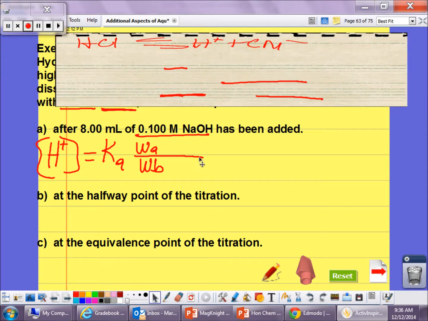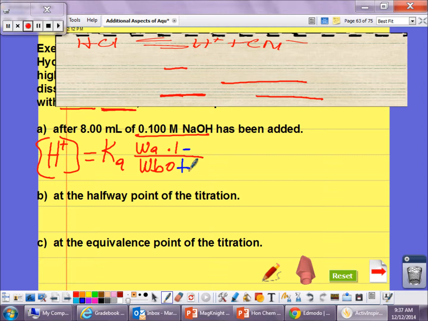The concentration of my acid is 0.1. The concentration of my base, I don't have any yet. I know in math you don't put a 0 in the denominator, but don't worry, just for now. Plus, remember I told you when you start adding a strong base, let's just take it away from the acid, and then we are going to add it to the base. You take away from acid, you add to base.